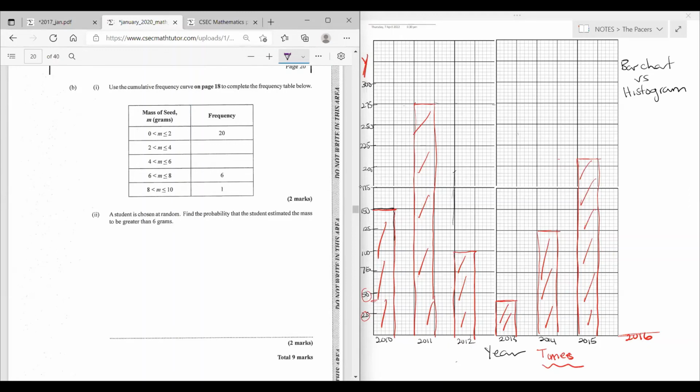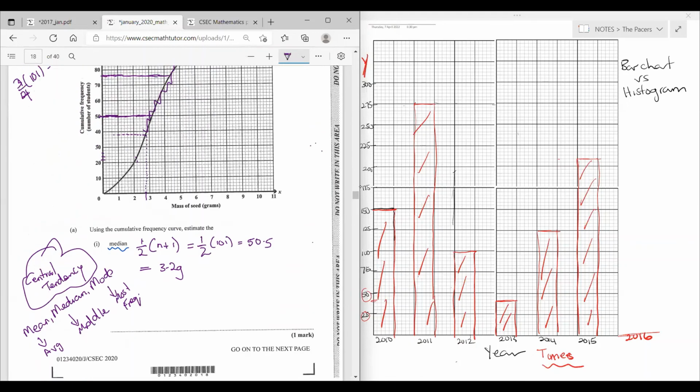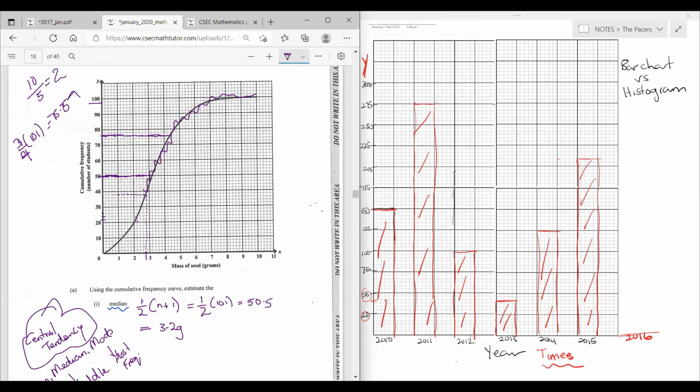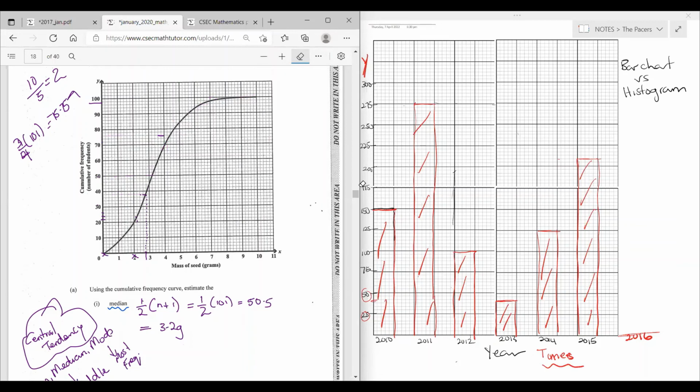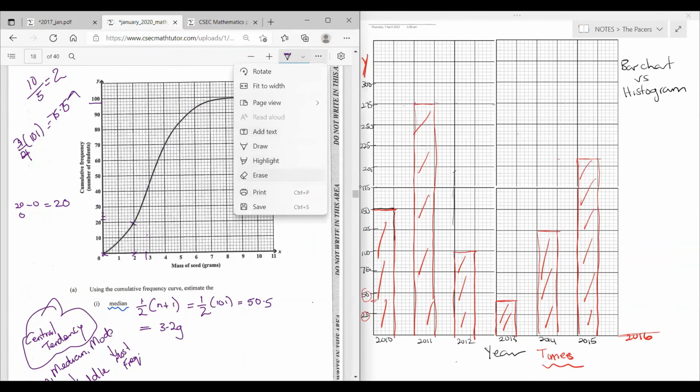So from 0 to 2, they had 20. So what we do is we find the cumulative frequency at 0, then find it at 2, and then subtract to find the frequency, because remember, the frequency is not the added up ones, where you add up all the frequencies. So from 0 to 2, they had 20. Let's see how they got that. From 0 to 2, it stops here. So the frequency at 0 is 0. Then the frequency at 2 is 20. So 20 minus 0 is 20. That's how they got 20.